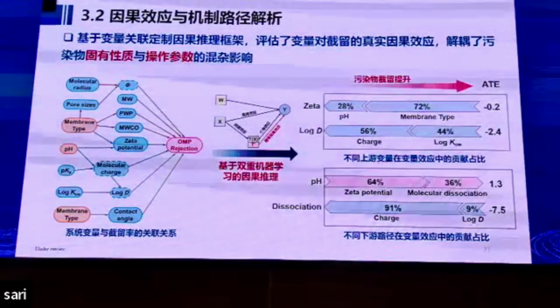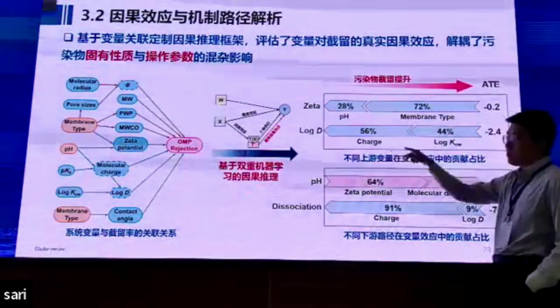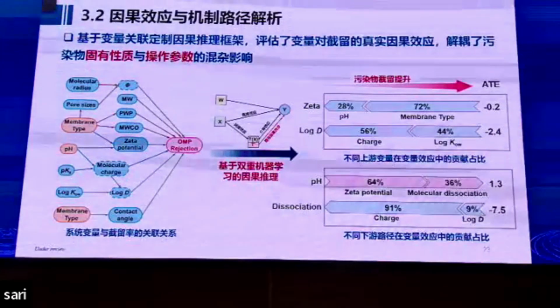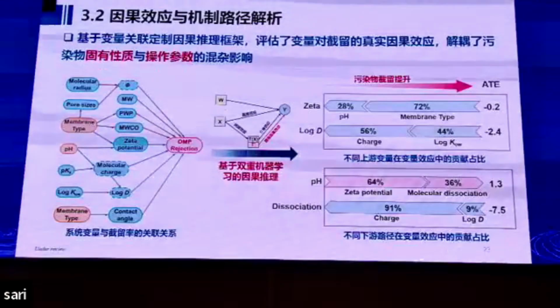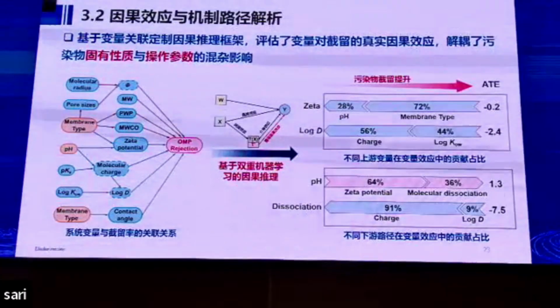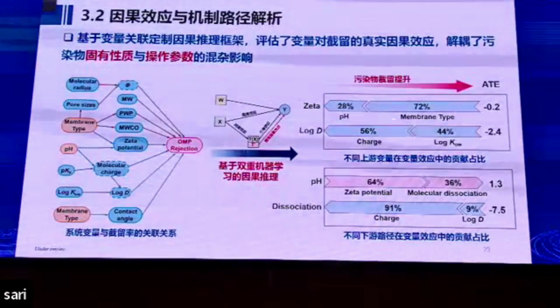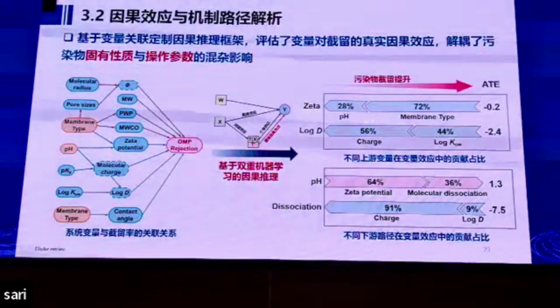So in this way, we can understand the effects of the upstream variables, and also we can understand the contribution of the downstream avenues. For example, for the zeta potential, we can know that the pH and the membrane type both can influence the zeta potential and affect the rejection by the membrane. But actually, the membrane type plays a more important role than the pH.